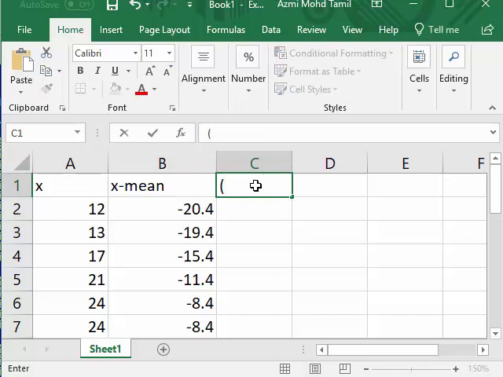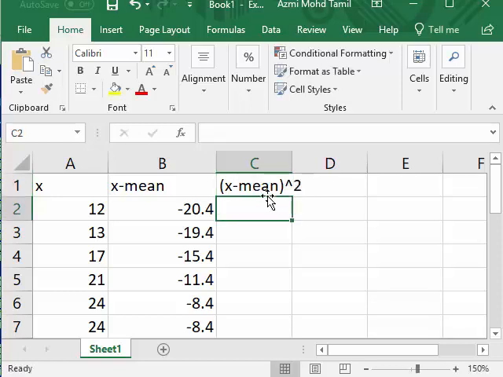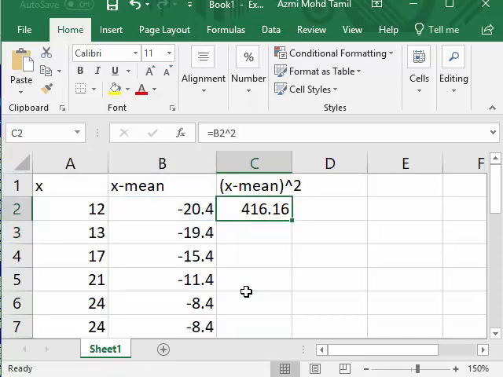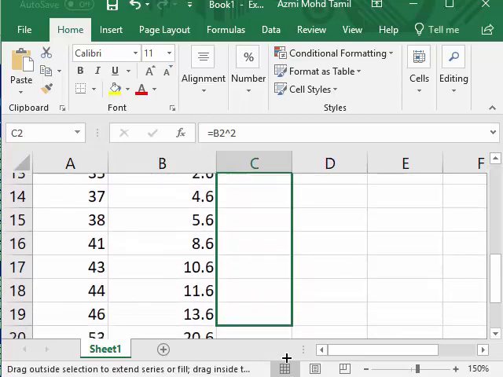So x minus mean, then you square it. That is the symbol of square inside Excel. So I just take this value, I square it. See? So easy. Drag and drop.